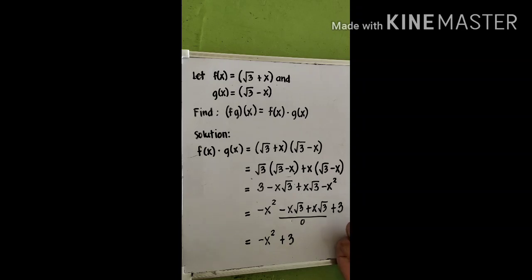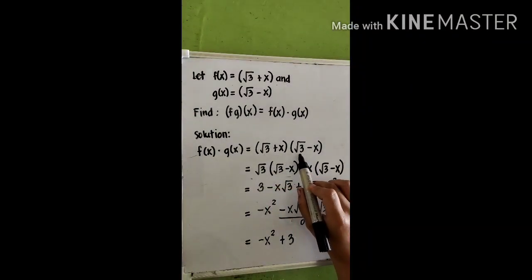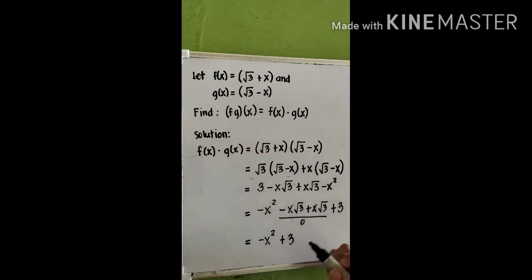So the answer in multiplying the functions f of x and g of x, whose f of x is square root of 3 plus x and g of x is square root of 3 minus x, is equal to negative x squared plus 3.